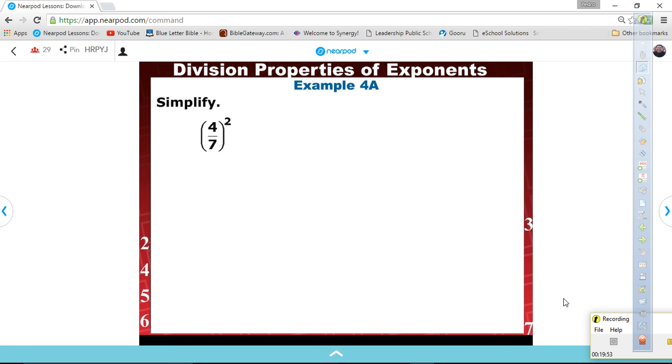Copy that and simplify. And go. All right. Let's see.